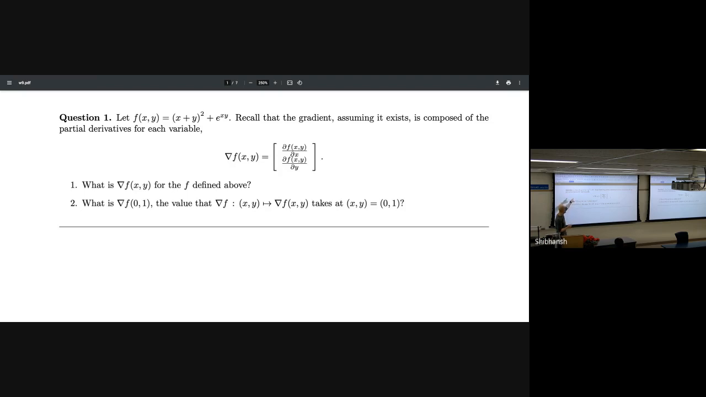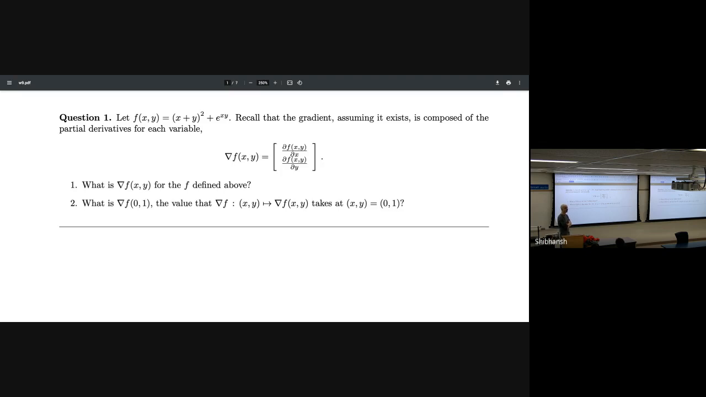So there is this function on the top. It has two variables, x and y, and it feels very symmetric in x and y. It behaves the same way. It's a sum of two other functions, and we need to calculate its gradient.